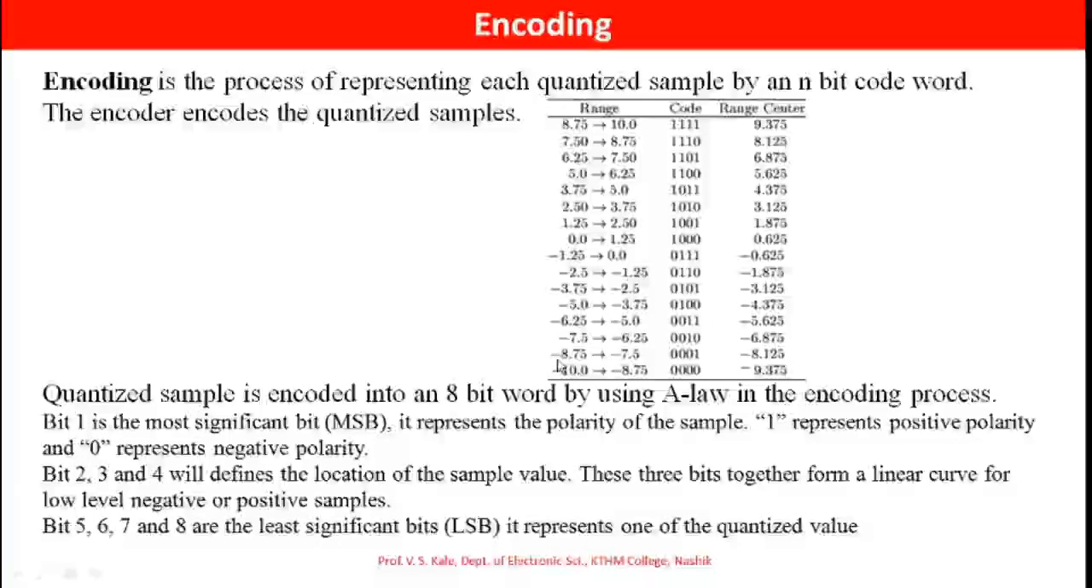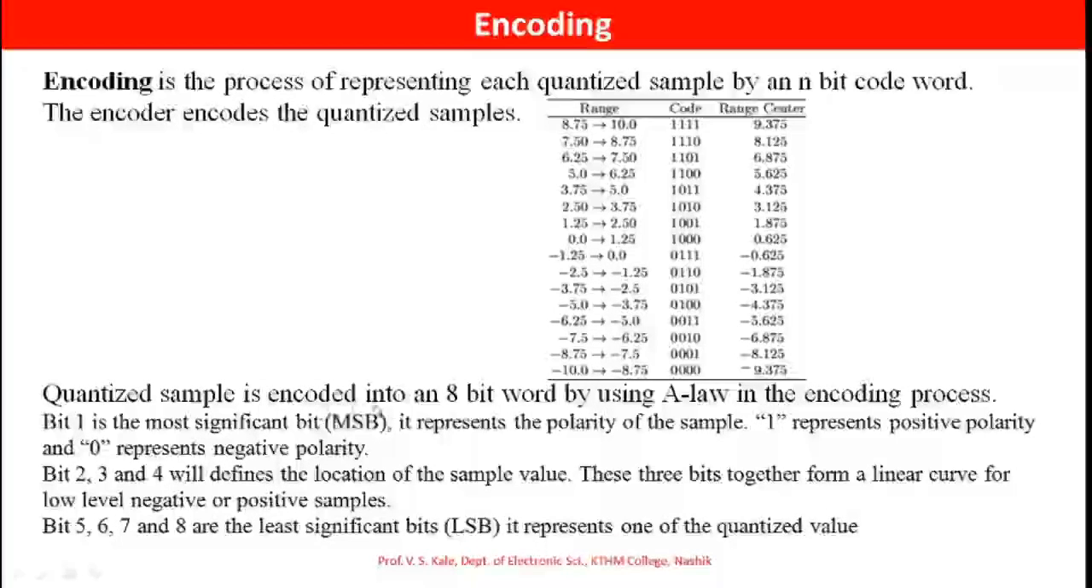Next is, if the voltage level of analog input is minus 8.75 to minus 7.5, its center value is minus 8.125, but it is represented by a 4-bit binary code 0001. Similarly, see the last one is 8.75 to 10 volt. Center value is 9.375. It is represented by a binary code 1111.